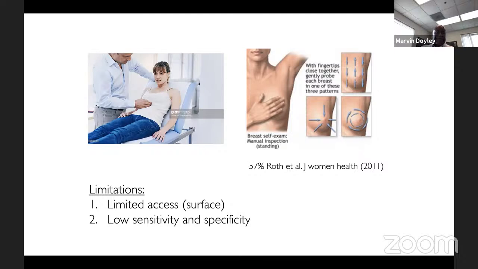And the next thing is there are different types of tumors, as you may know. Some tumors are malignant and some tumors are benign, and we cannot differentiate between a malignant tumor or a benign tumor purely by touch, okay? So those are the two main limitations that we want to fix.